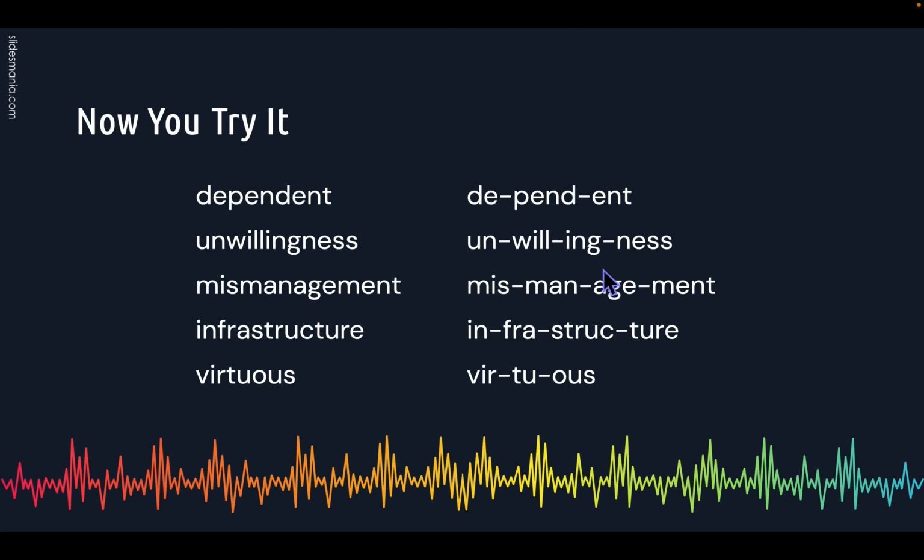Oh, age is also a suffix, so we can split there. And the word man is easy, so mismanagement. Right here we have the prefix in, the suffix ture. I know it looks like ture, but that is really hard to say, and so when people are speaking, at least in American English, the tu tends to take on more of a ch sound, like in the word picture.